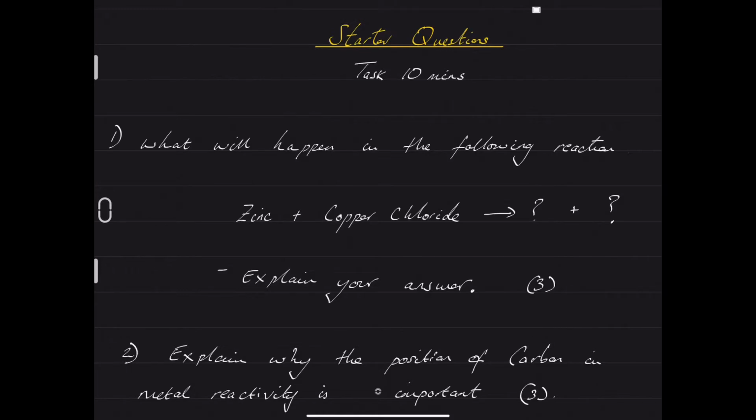Question number 2. You need to explain the position of carbon in the metal reactivity series. So explain why the position of carbon in metal reactivity is important. If you remember back to our reactivity series, the list of the metals in order of reactivity, carbon was also included in the list along with hydrogen. I want you to explain why the position of carbon in the metal reactivity is important, and that is also 3 marks.